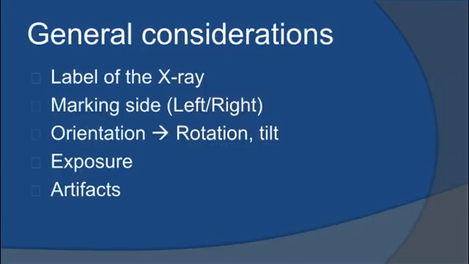We need to consider the following points while evaluating a chest X-ray. Label of the X-ray, that is whether the X-ray is of the same patient or not. The X-ray should be labeled left or right side. We should see for both rotation as well as tilting. The film should neither be under or overexposed. The X-ray should be free from any artifacts.